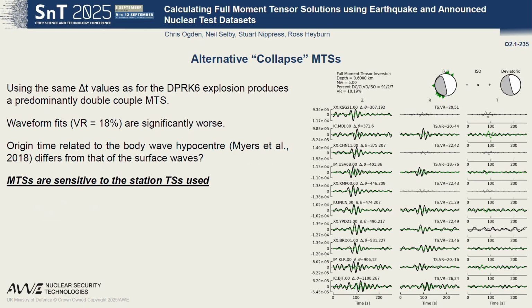Interestingly, if you then use the same time shifts, you get a completely different focal mechanism, and the waveform fit is down to 18%. So you've not produced a good moment tensor in this case. It's showing the importance of these time shifts and knowing them.